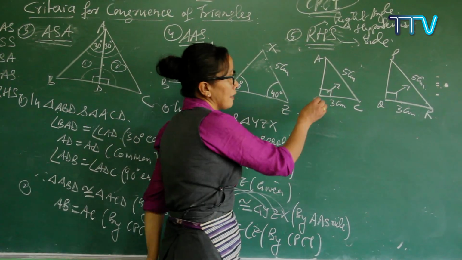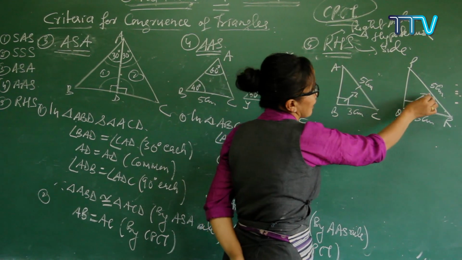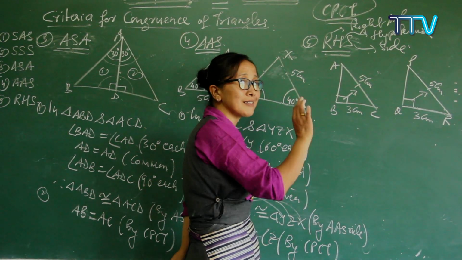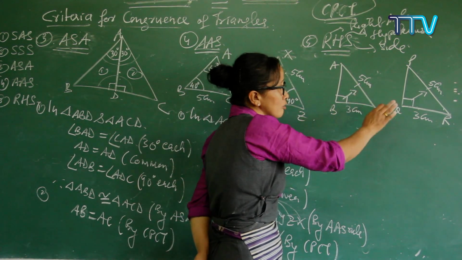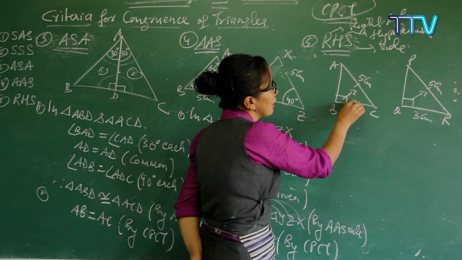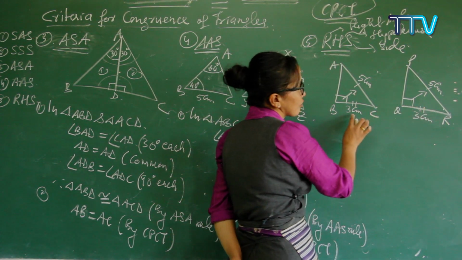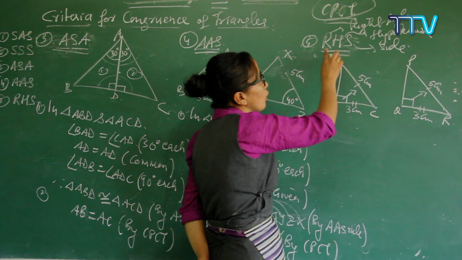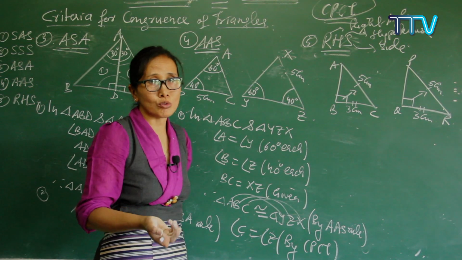See here, 90 degrees, correct? And the hypotenuses are exactly the same, 5 centimeters, 5 centimeters, exactly the same. And then either of these two sides, either these two are equal or these two, doesn't matter, got it? So out of the other two sides, one has to be equal. So 3 centimeters, 3 centimeters, then it follows these rules. Two triangles are congruent by the RHS rule, understood?